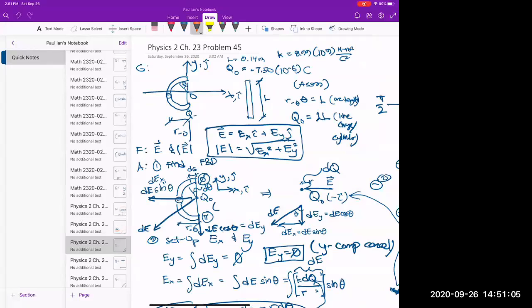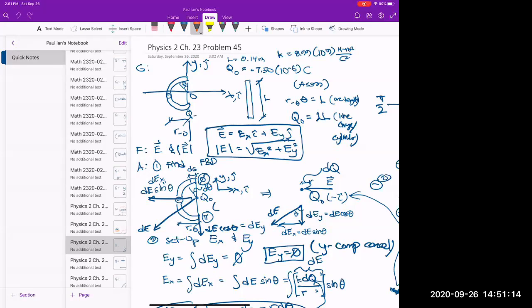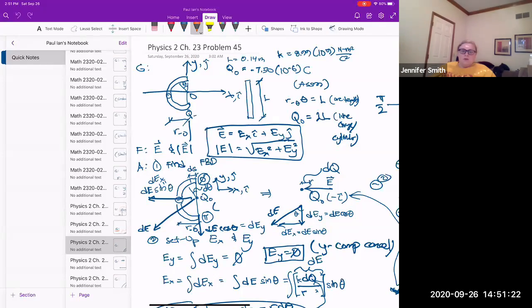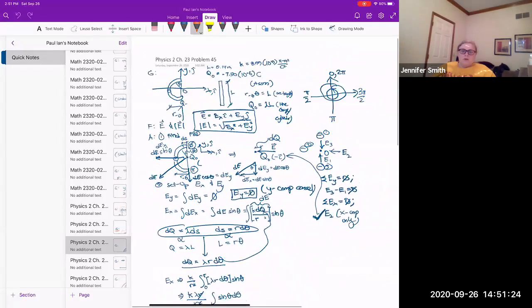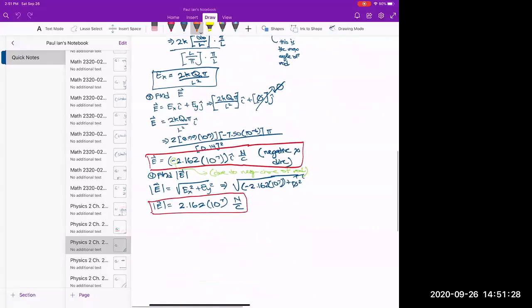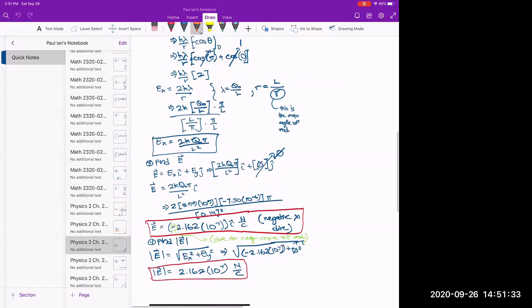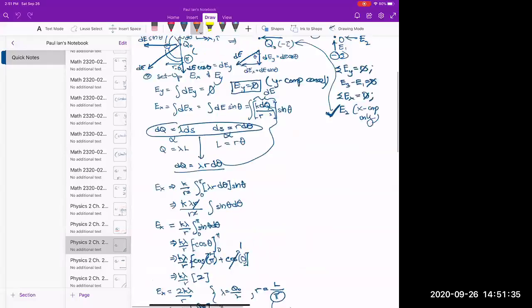Okay, let's go to 45. Yeah, let's look at 45. I think we went through this one, right? We went through this one, but let's go over it again because I think it's important. Let me see. Yeah, this is very important. And then a few things here.